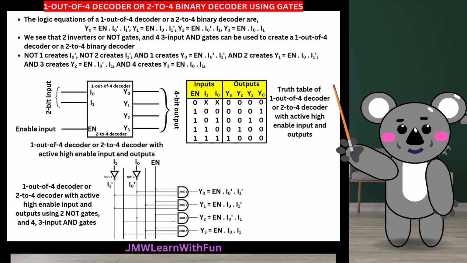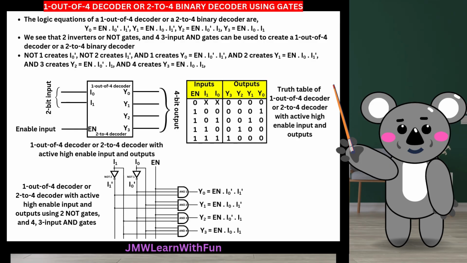We see that 2 inverters or NOT gates, and 3 input AND gates can be used to create a 1 out of 4 decoder, or a 2 to 4 binary decoder. NOT 1 creates I0 bar, NOT 2 creates I1 bar, and AND 1 creates y0 equal to en and I0 bar and I1 bar, AND 2 creates y1 equal to en and I0 and I1 bar, AND 3 creates y2 equal to en and I0 bar and I1, and AND 4 creates y3 equal to en and I0 and I1.